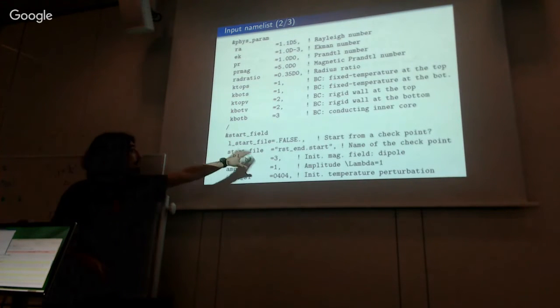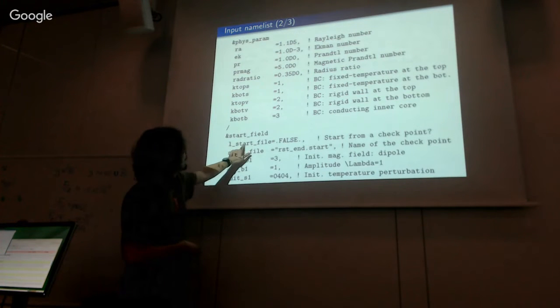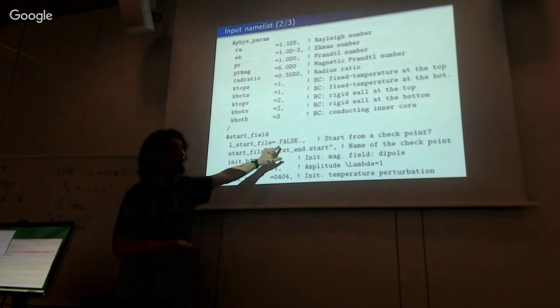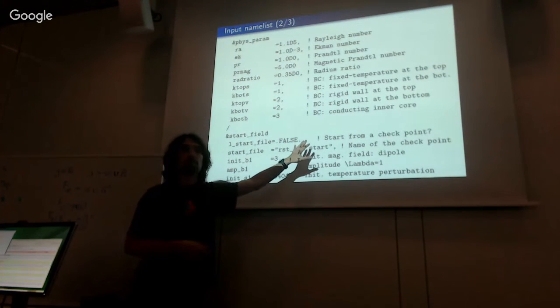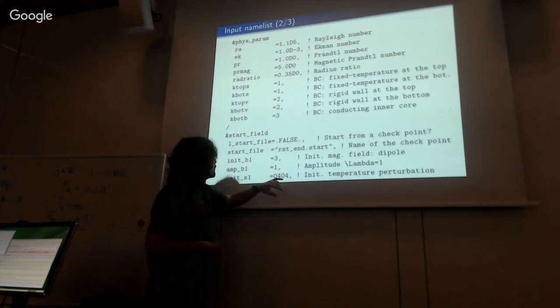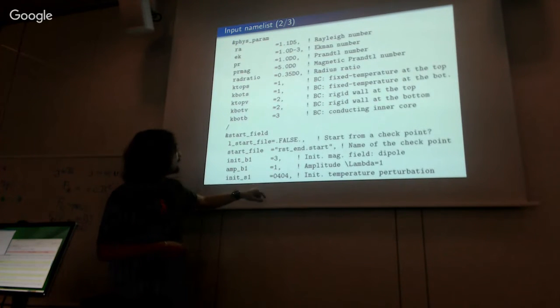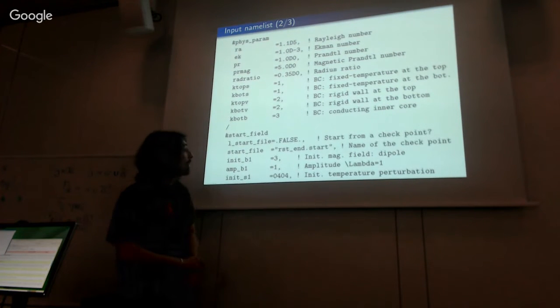So the fourth part of the namelist contains the start field situation. In case you want to continue your run, you would put here l_start_field equal true, and then give the name of the final restart file that MagIC produced during the run. But here you want to initiate it from 0. So you put it to false, and then you put an initial magnetic field, which is a dipole here. So 3 corresponds to the dipole.